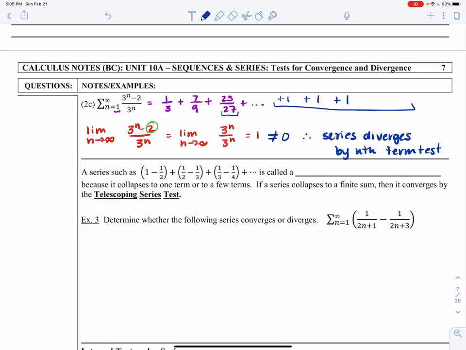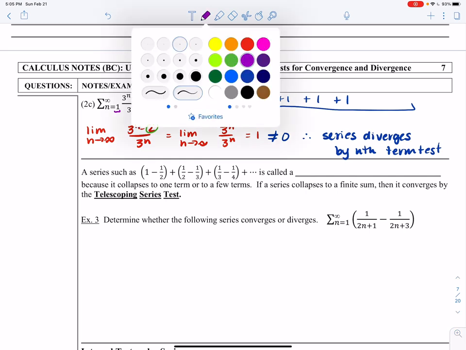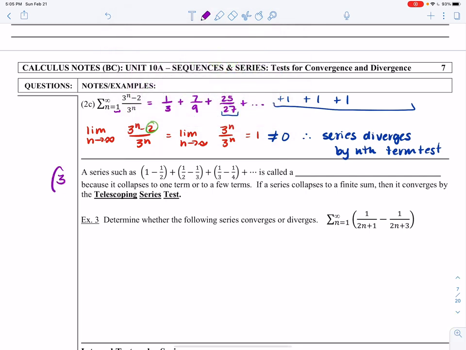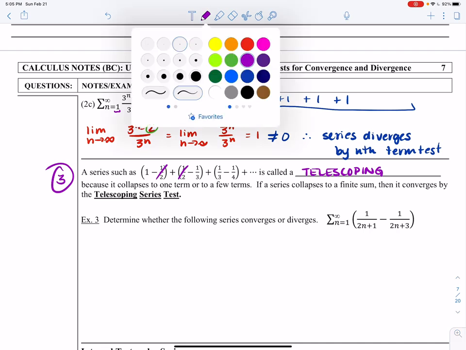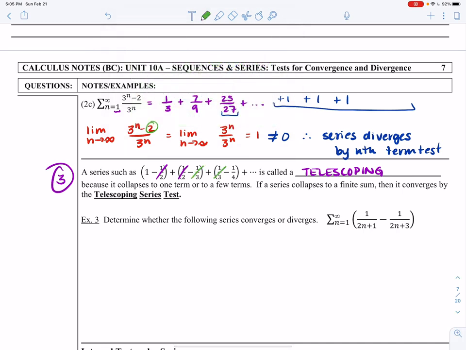Okay, now the third test that we're going to cover is probably one of my favorite tests, and it's called a telescoping series. Because if I have 1 minus a half, and that's negative, and this is positive, and then I have a +1/3 and a -1/3, eventually there's going to be a -1/4 and a +1/4, and this thing is going to collapse on itself.